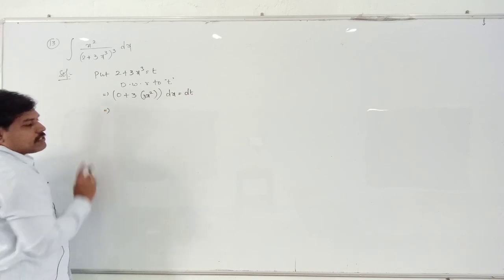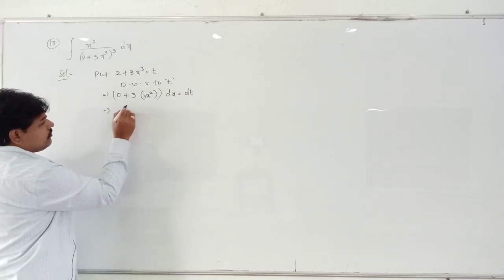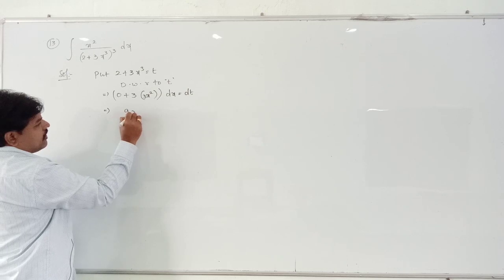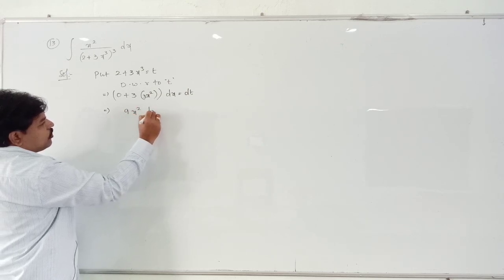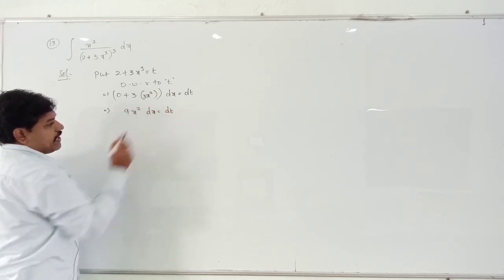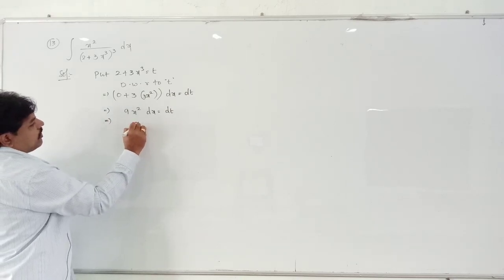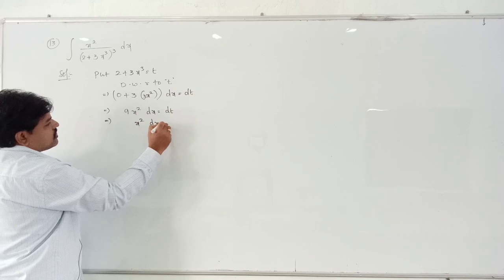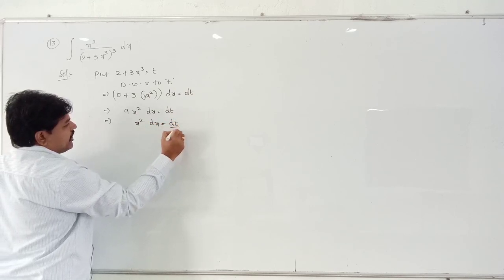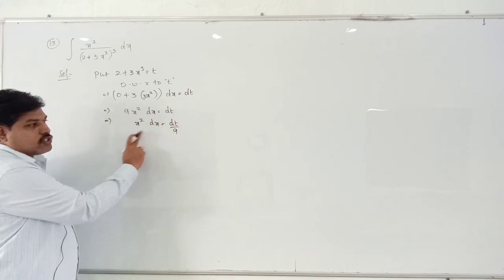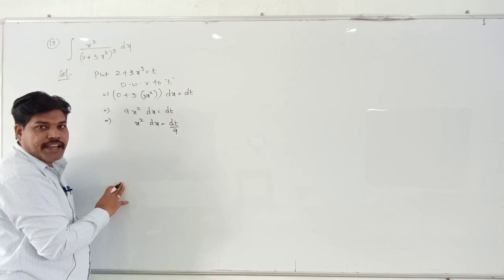So that implies 3 into 3, that is 9x square into dx is equal to dt. So that implies x square into dx, the value will become dt by 9. X square into dx value is dt by 9.